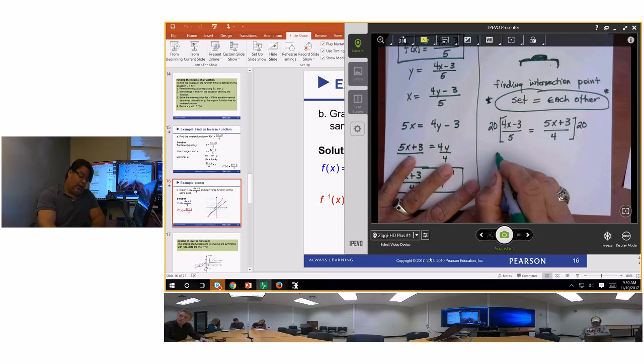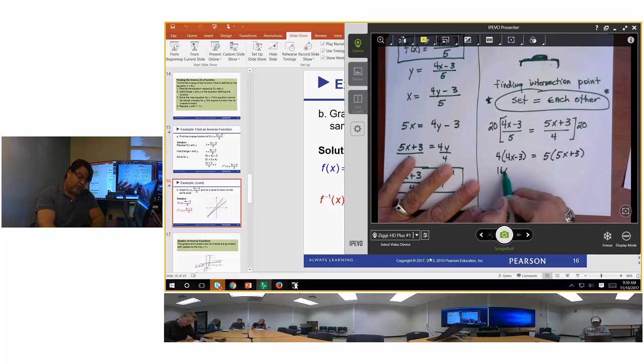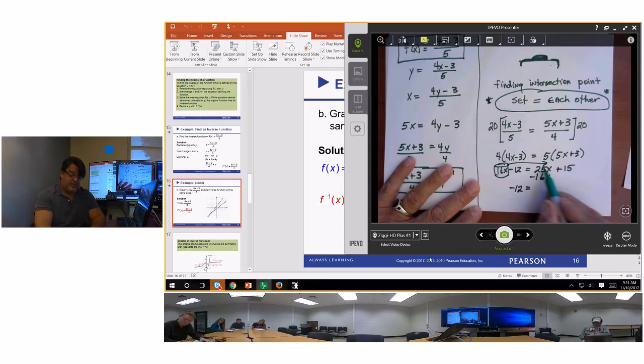So that'd be 4 times (4x minus 3) is equal to 5 times (5x plus 3). 16x minus 12 is equal to 25x plus 15. 16 is the smallest bucket, so I'm going to bring it across the river. Negative 12 is equal to 25 minus 16, which is 9x, plus 15. 15 comes across the river, so it'll be a negative 15. It looks like 3x is equal to negative 3. Somebody check me.